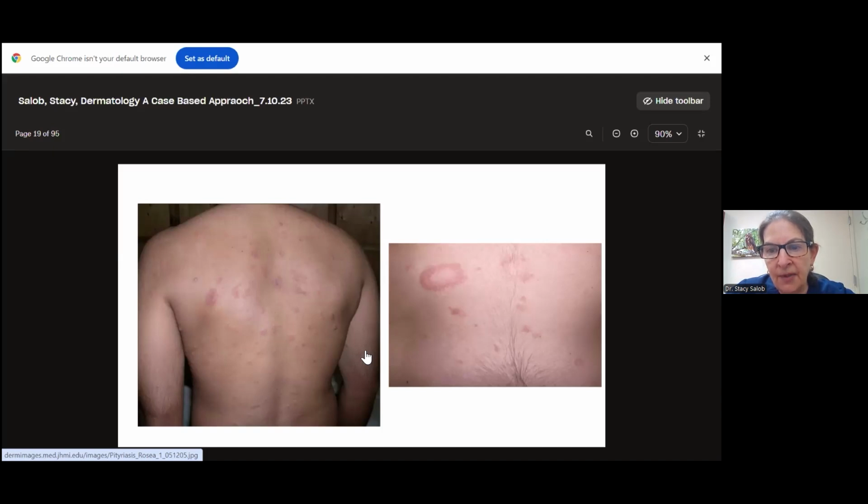And then there's multiple smaller lesions. They're sort of round to oval in size. And again, they have some fine scale on them.